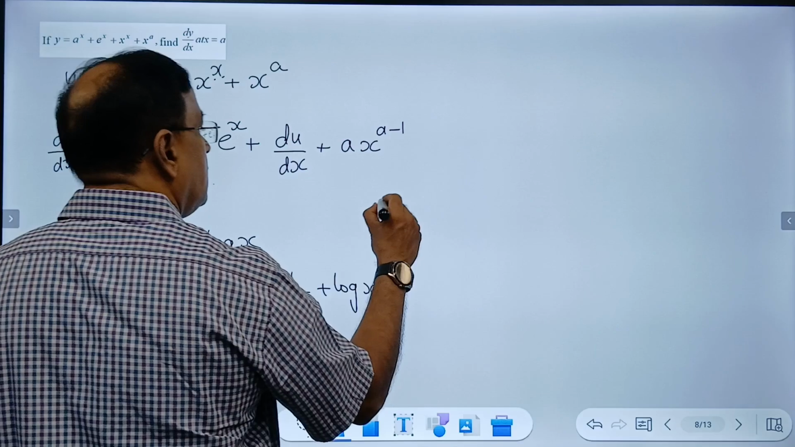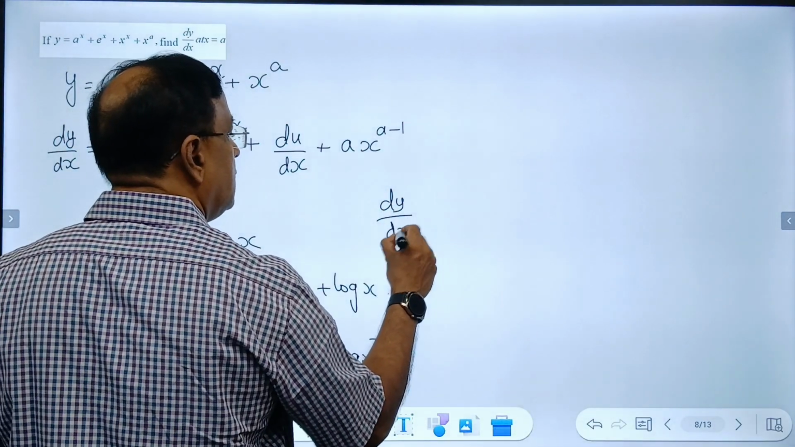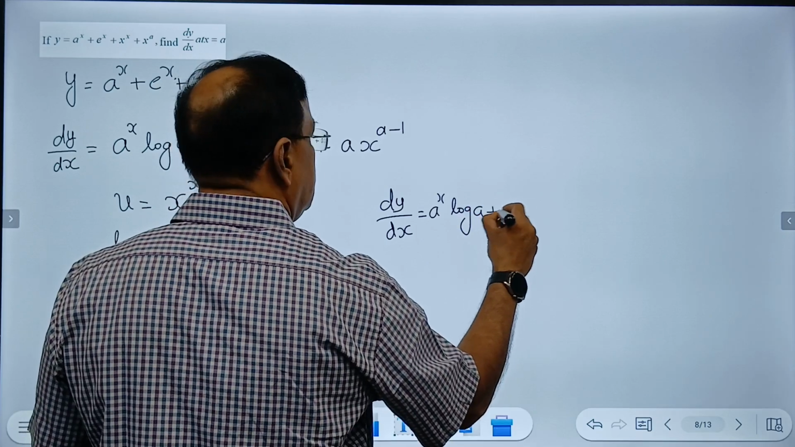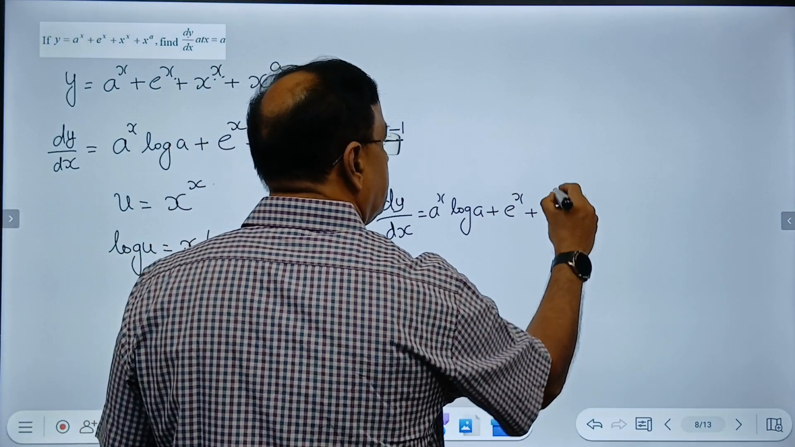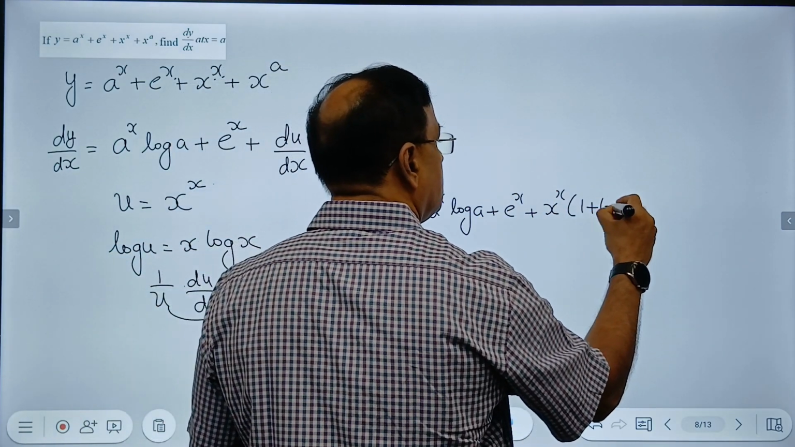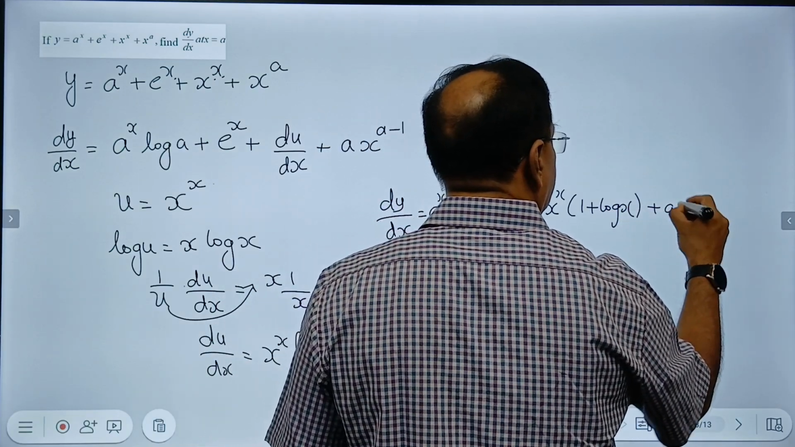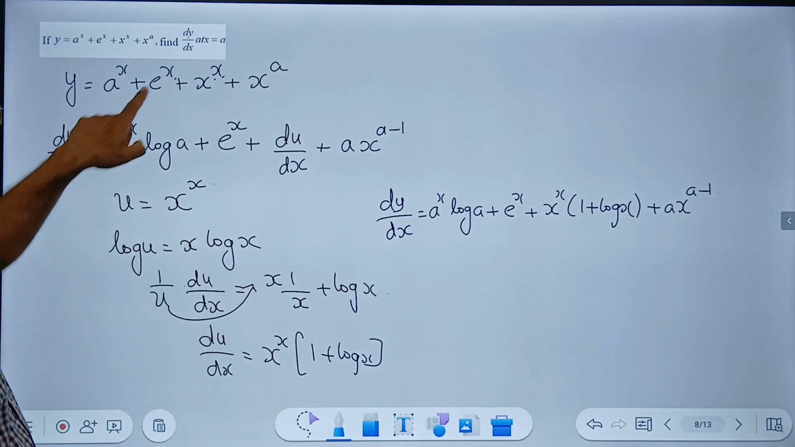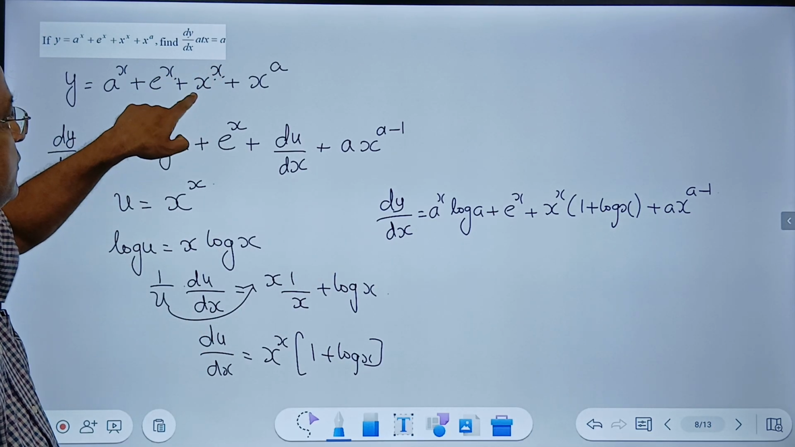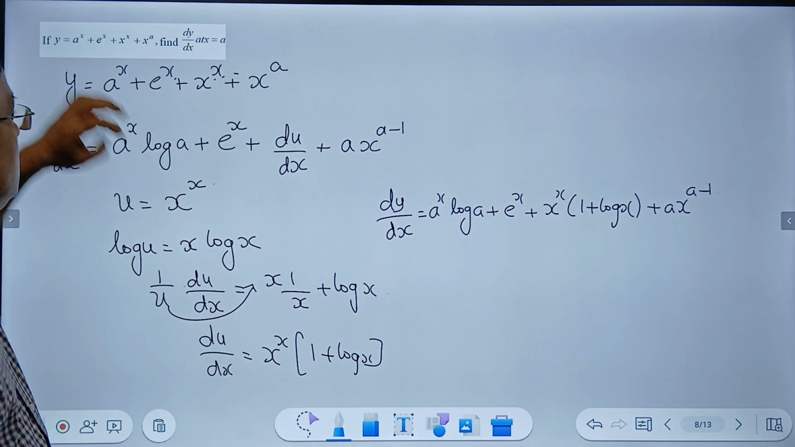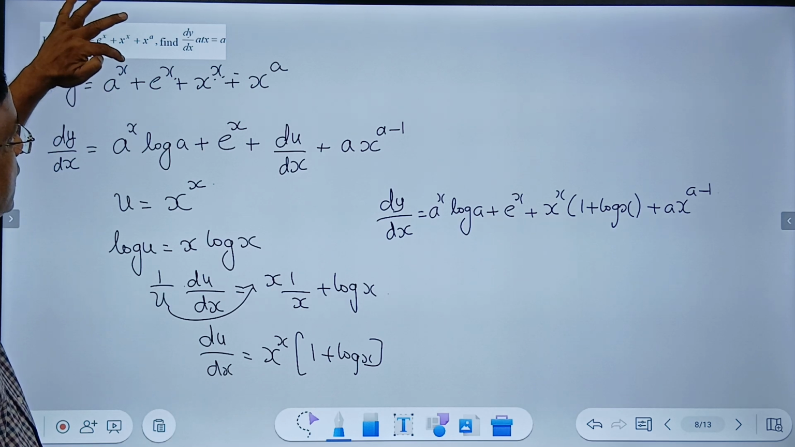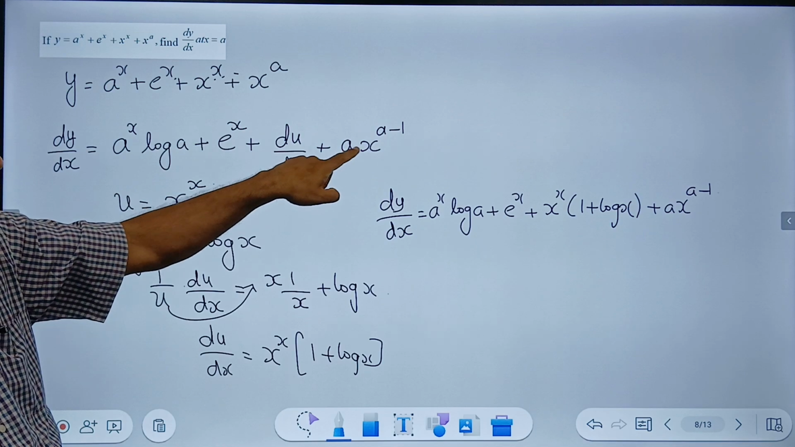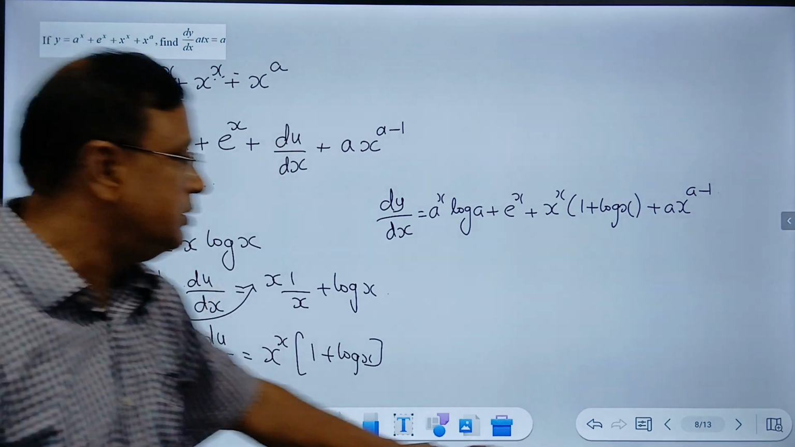Now substitute back. So dy by dx will be a power x log a plus e power x plus x power x into 1 plus log x plus a x power a minus 1. Straight, very simple question. Be careful only about this x power x because this is variable raised to the power of variable. This is constant raised to the power of variable, exponential function. Variable raised to the power of constant, you can use n x power n minus 1. I think that's simple.